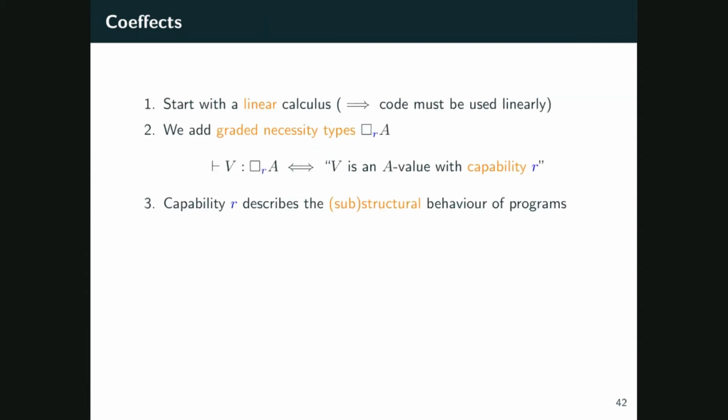Okay, so how do we add coeffects to our calculus? Well, first of all, we change the base of the calculus. So we start with the linear calculus, which means that code must be used linearly by default. Then we add graded necessity types or box types, which essentially are types whose inhabitants are values with capability, right? And the notion of a capability is a mathematical abstraction describing the structural behavior of programs. So the kind of manipulation we can have on those programs, right?